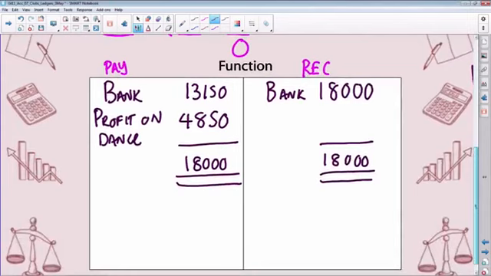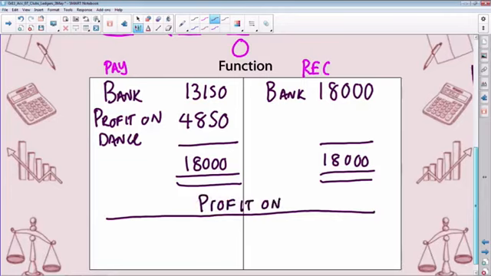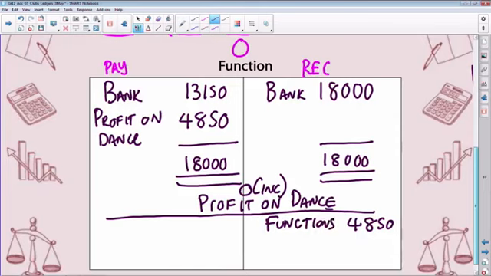Okay, let's just draw another T account here. So I would credit an income account called profit on dance. Or you could say profit on function, profit on dinner and dance, it doesn't really matter. So profit on dance, owner's equity, it is an income. So I'm going to credit this account with 4,850. Okay, and the contra account would have been functions. Right, so we've looked at the first exercise, quite a simple, straightforward exercise.